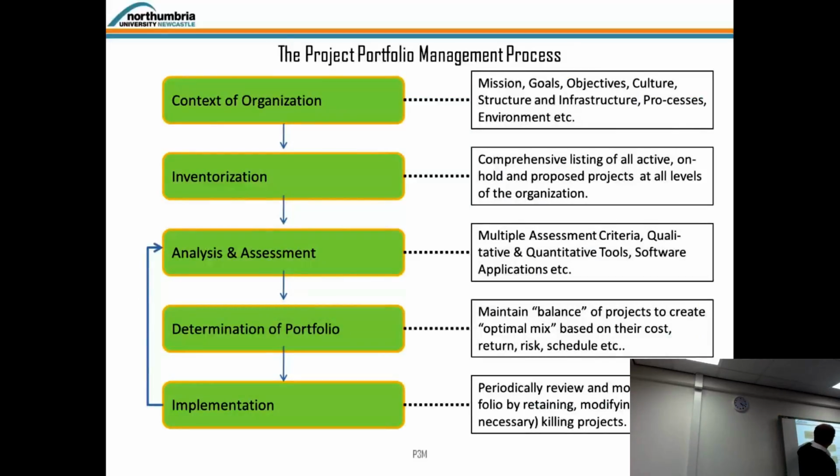So what you have done so far is we have worked through the project portfolio management process. Initially it's the context of the organization, which we defined. We had a mission, goals and objectives maybe. Some people already talked about infrastructure building, so this was quite sophisticated. This is normally what you start with, and then you have an inventorization, which is basically you count what you have. So an asset list, a comprehensive listing of all active, on hold and proposed projects at all levels of the organization. We had there also some examples that you may or may not want to run.